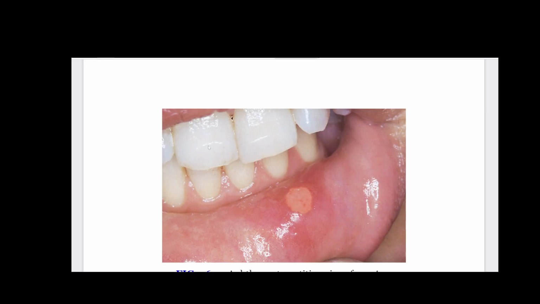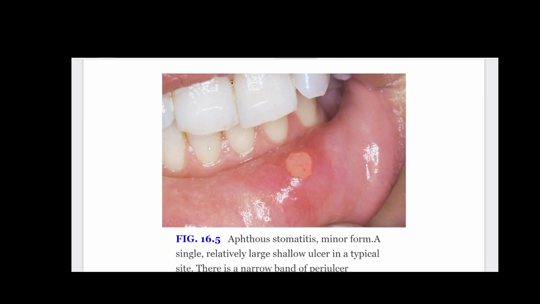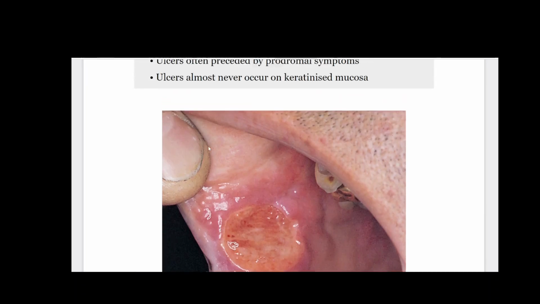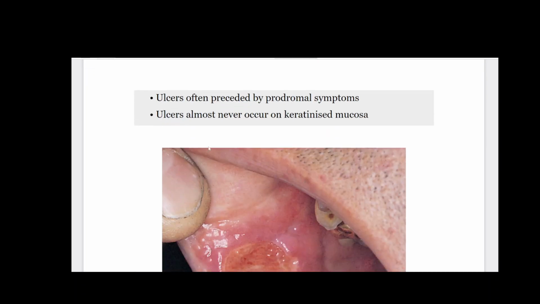Box 16.2. Typical features of recurrent aphthae. Onset frequently in childhood but peak in adolescence or early adult life. Attacks are variable but sometimes at relatively regular intervals. Most patients are otherwise healthy. A few have hematological deficiency. Most patients are non-smokers, and the disease is usually self-limiting eventually. Ulcers are often preceded by prodromal symptoms. Ulcers almost never occur on keratinized mucosa.